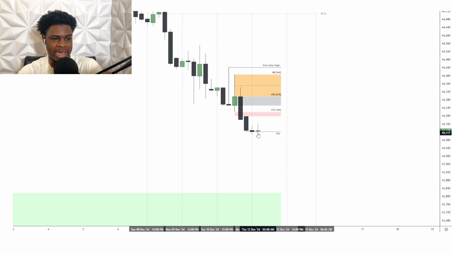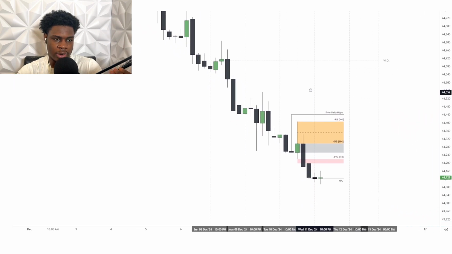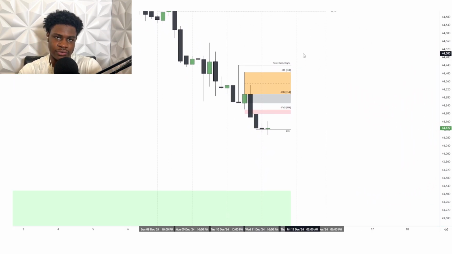We've already taken out the previous daily lows. So the market is already indicating to us that price is potentially going to seek back lower prices, as well as we are in an overall downtrend. So this just further adds to the additional confluence of lower prices.